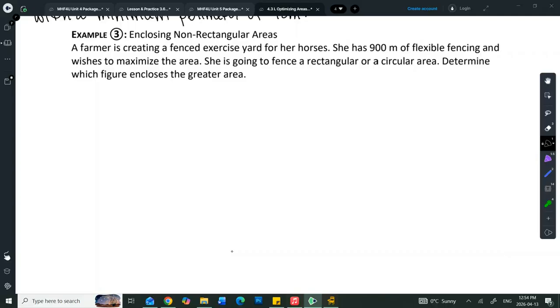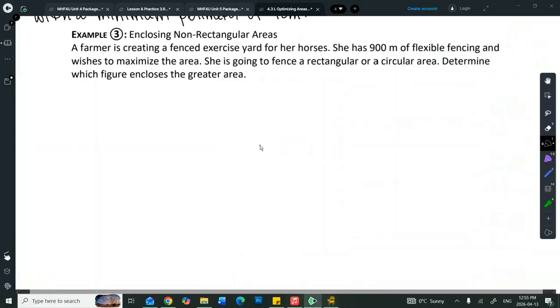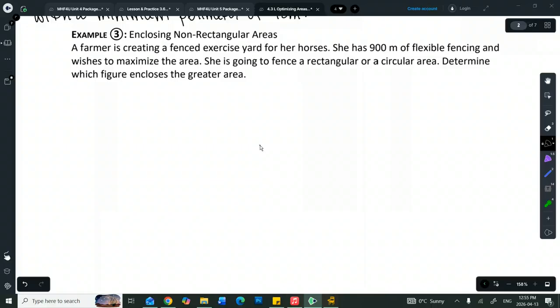So suppose a farmer is creating a fenced exercise yard for her horses. All right, she has 900 meters of flexible fencing and wishes to maximize the area. She is going to fence a rectangular or a circular area. Determine which figure encloses the greater area.